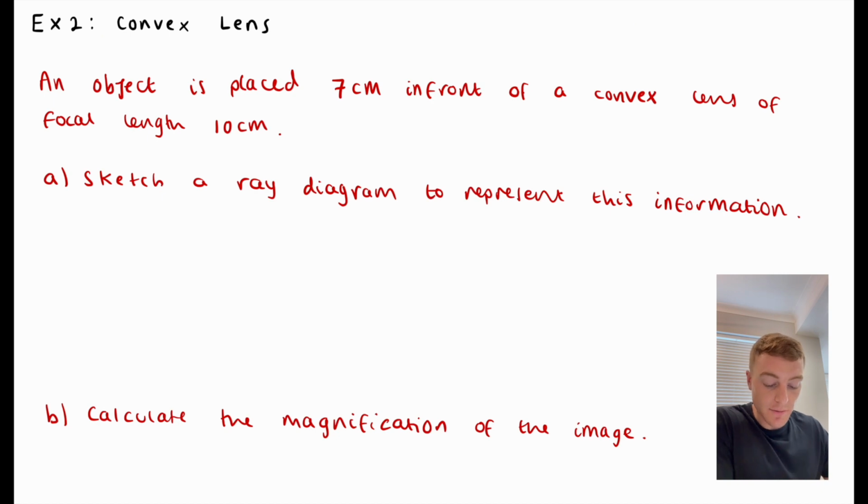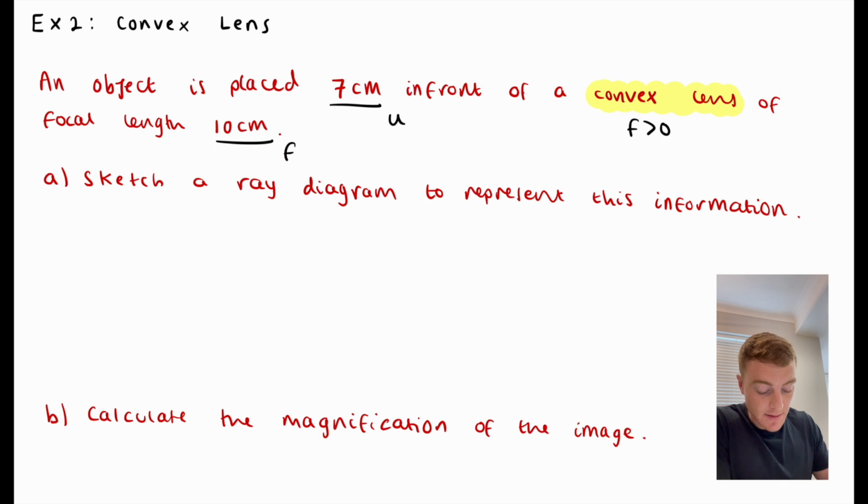Okay, so now let's go on to another example. And this time it's for a convex lens. An object is placed 7 centimeters in front of a convex lens. So convex lens, we know it has a positive focal length. If it's 7 centimeters in front, that must be our U. And we've got our focal length of 10 centimeters. Sketch a ray diagram to represent this information. So again, I'm just going to write down what they've given me. U is equal to 7 centimeters. Focal length is equal to plus 10 centimeters because we've got a convex lens.